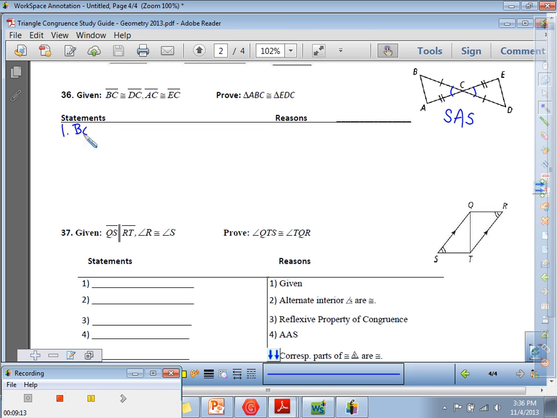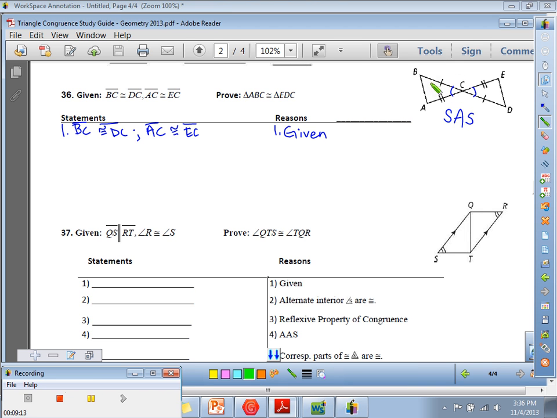Okay, we could say BC is congruent to DC, and that's given. Okay, do you want to put both of these on the same line? Both of the givens? Okay, let's say AC is congruent to EC, and that's already marked in the picture. So those are your two sides. You've got BC is congruent to DC, and AC is congruent to EC, just like that.